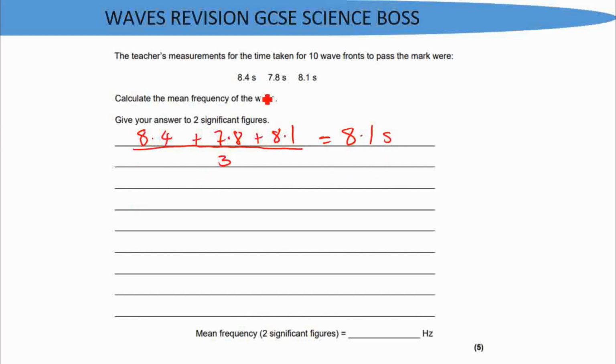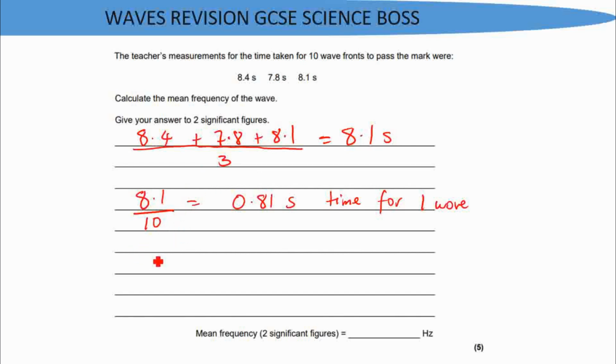seconds. Okay, now it says that's the time taken for 10 waves, so we need to now find the time taken for one wave. So what we would need to do is 8.1 divided by 10, which is going to be equal to 0.81 seconds. This is the time for one wave. Okay, because if 10 waves took that time, to find the time taken for one wave, you'd have to divide that by 10.